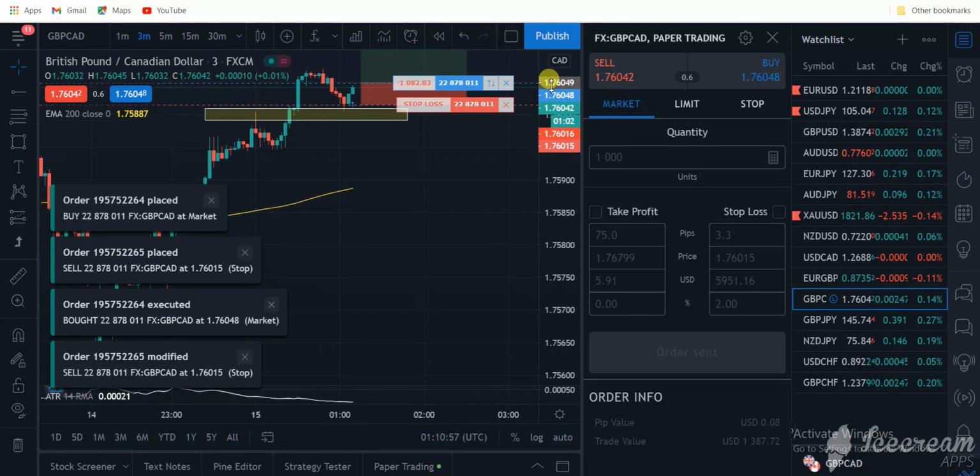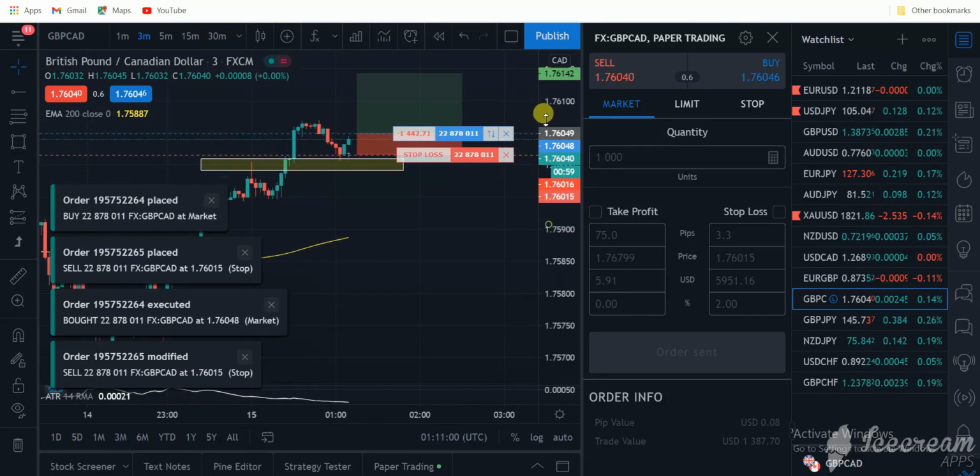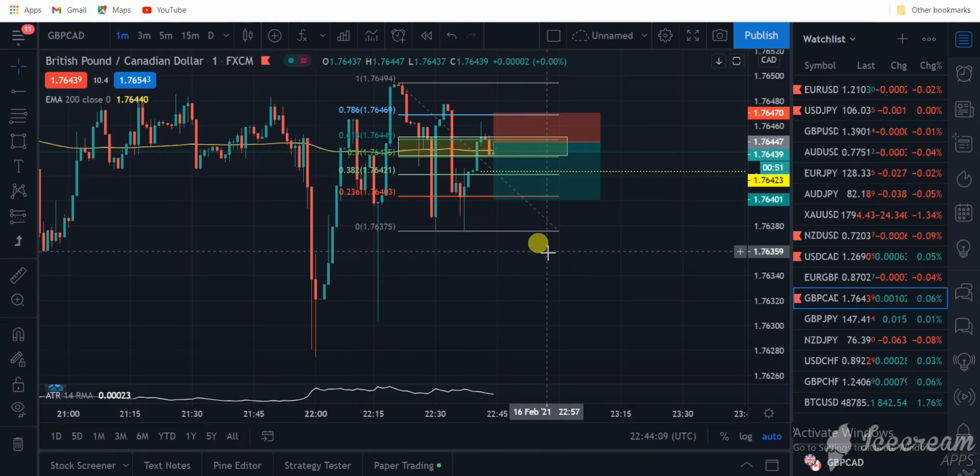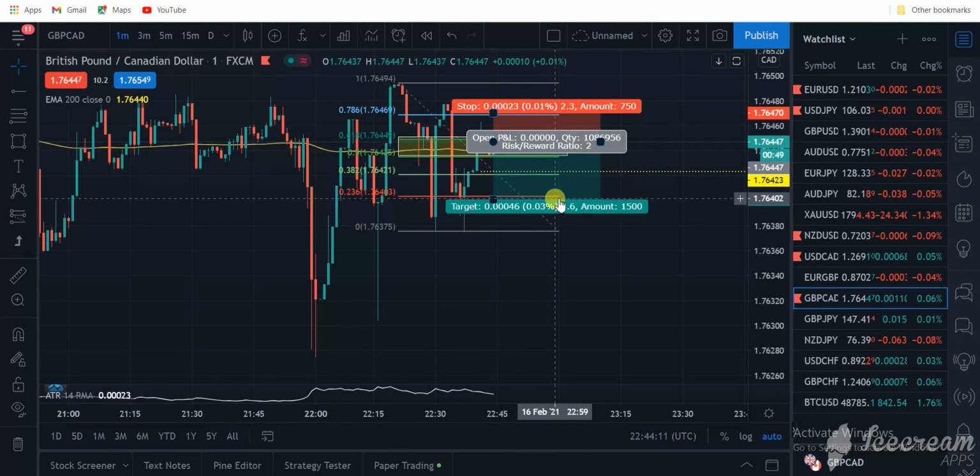And as you can see, we're live on this trade, and let's wait to see the result of this trade. So let's see the result of this trade and see if we end up winning this trade.